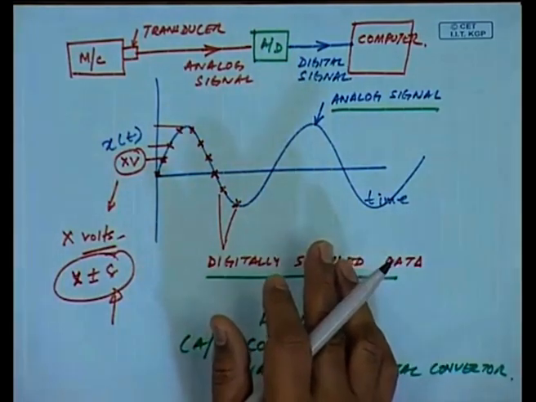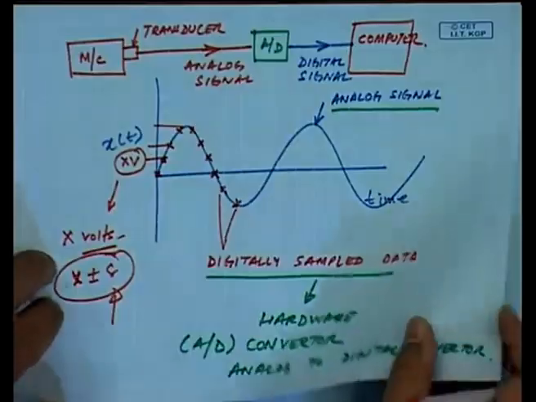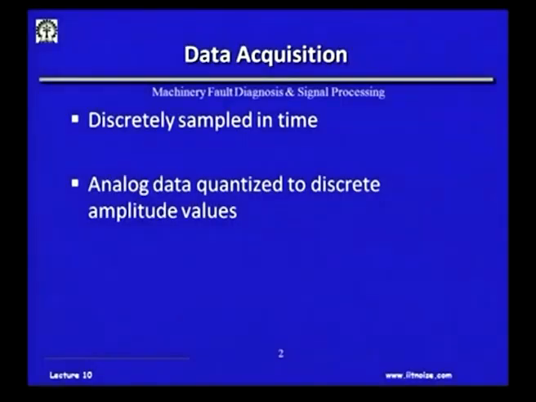So, two things you will keep in mind while doing this data acquisition, and these are the two most important features of a data acquisition system. One is that the signal is discretely sampled in time, and another is that analog data is quantized to discrete amplitude values.